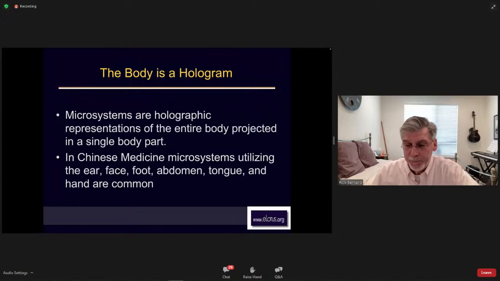So I've studied Chinese medicine microsystems: the ear, the face, the foot, the abdomen, and the tongue are all commonly used to diagnose people. I've studied most of these in depth, except I haven't done much with abdomen diagnosis. I actually treat the abdomen quite a bit, mostly with a massage technique I learned from a Korean man.